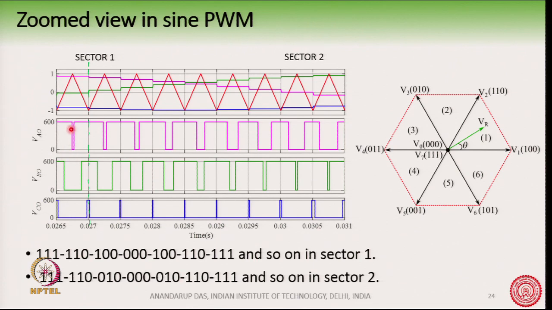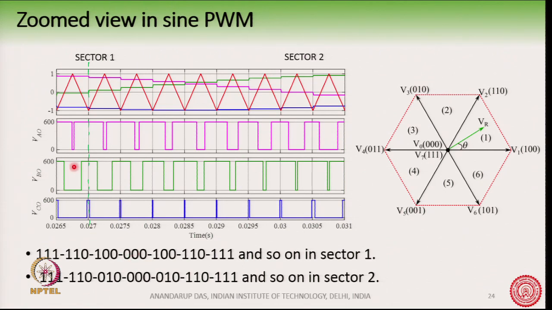Afterwards, in this area we have B and C phases going to 0, whereas A phase is 1. So, we should have a switching state 1 0 0, and then here we have A phase, B phase and C phase, all three going to 0. So, therefore, we have 0 0 0 here.